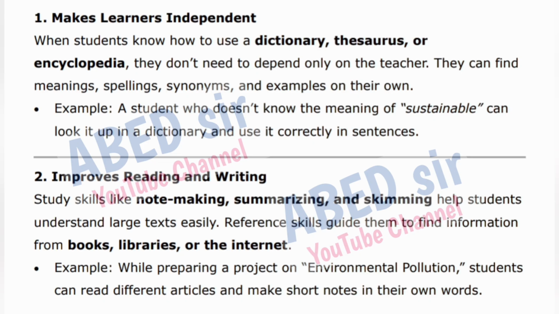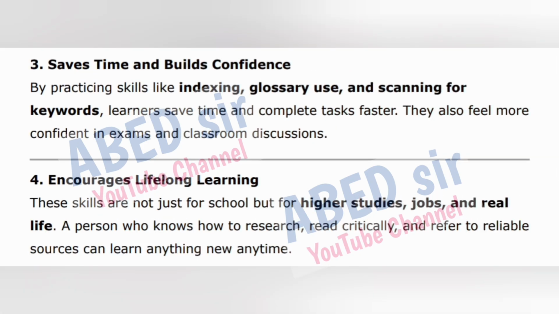2. Improves reading and writing. Study skills like note-making, summarizing, and skimming help students understand large texts easily. Reference skills guide them to find information from books, libraries, or the internet. Example, while preparing a project on environmental pollution, students can read different articles and make short notes in their own words.